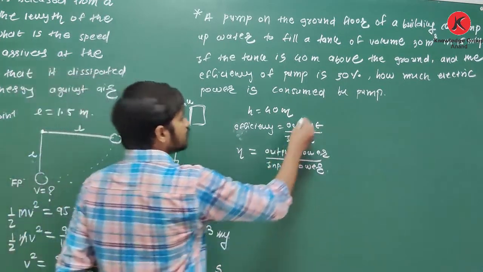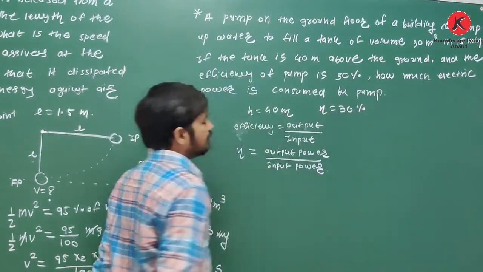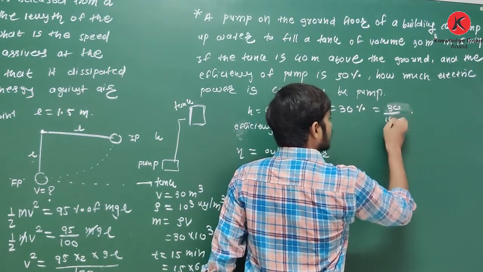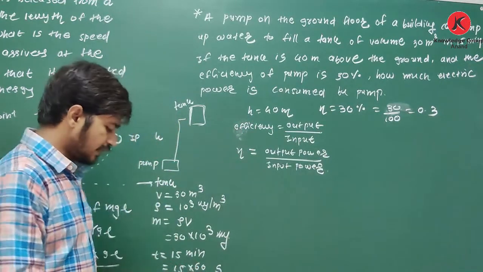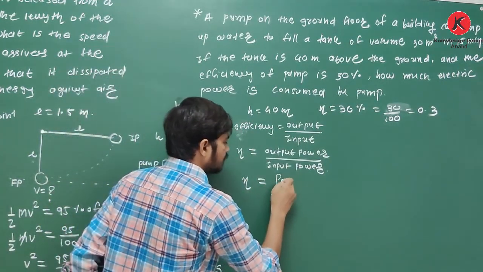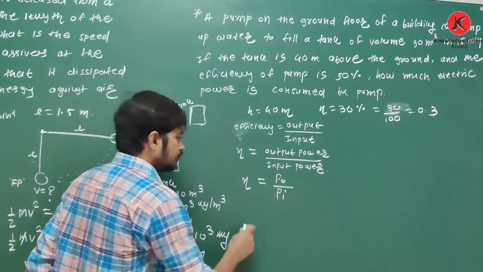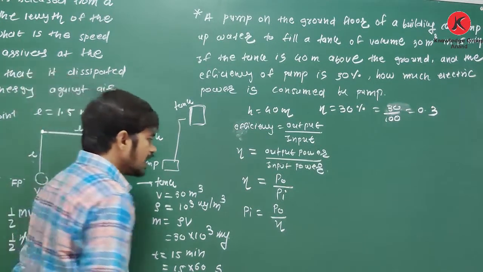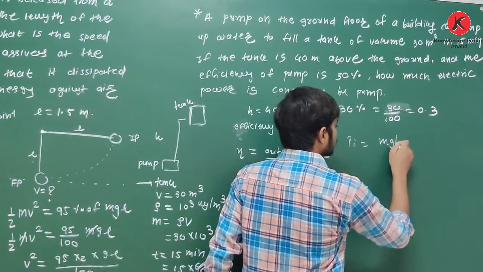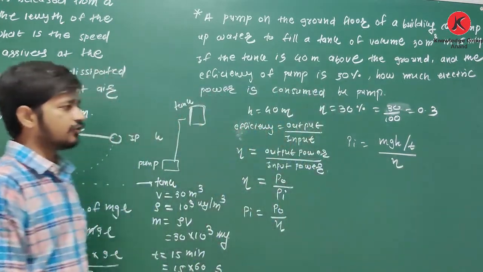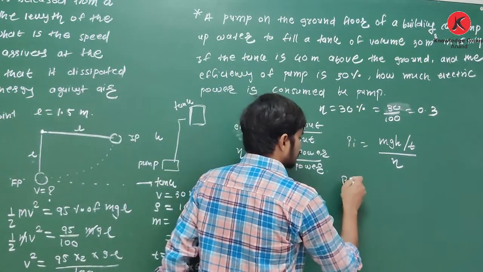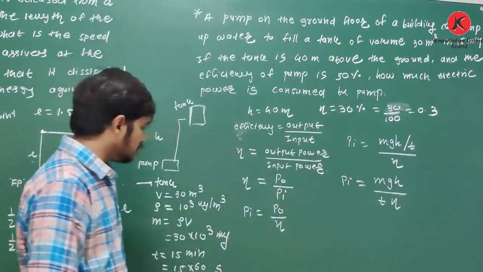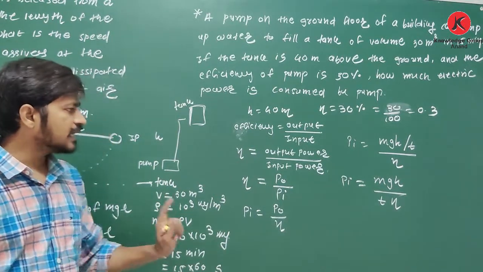And yes, we have to find this input power. How to write? Efficiency eta is given as 30%, so we can write it as 0.3 because it is 30 divided by 100. Then how to find this? Efficiency eta is equal to output power PO upon input power PI. You have to find PI, so PI is equal to PO upon eta. What is the output power? It is mgh upon T. So input power PI is equal to mgh upon T, divided by eta. Each and every value is given: m is given, g is given, h is given, T is given, and eta is also given.